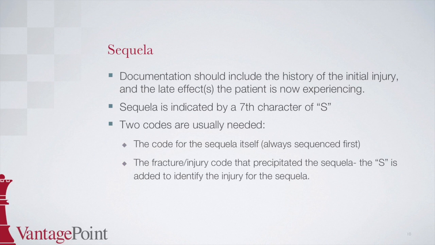In this chapter, 2 codes will be required for sequela or late effects of pathologic fractures. The first code is for the sequela itself, such as ankle pain. The second code is for the fracture that caused the ankle pain, with a 7th character of S to indicate that the ankle pain is a sequela of the fracture. Let's try an example on the next slide.